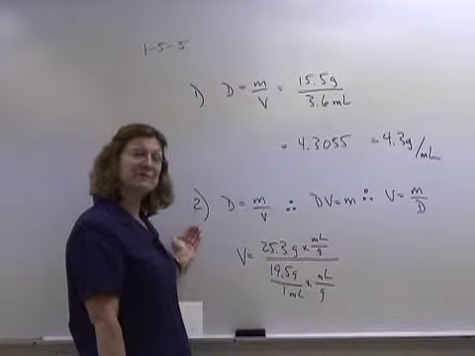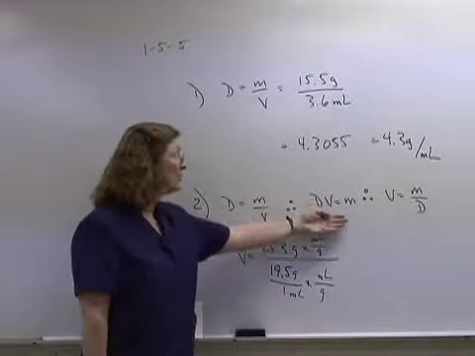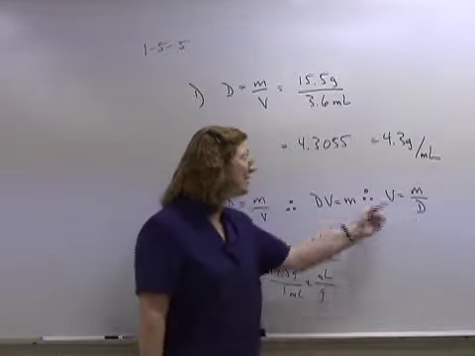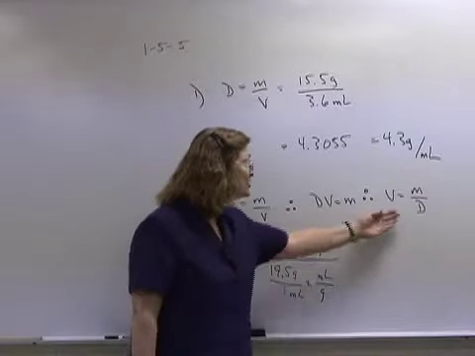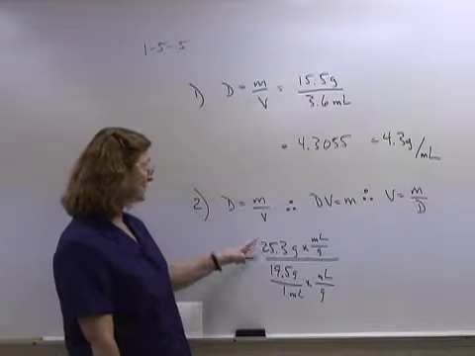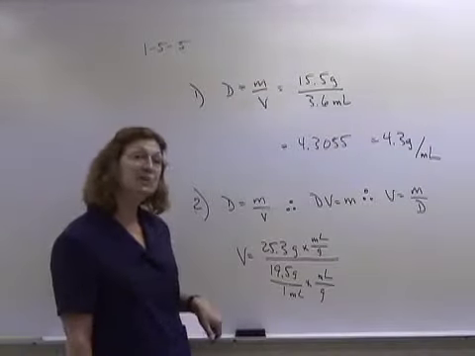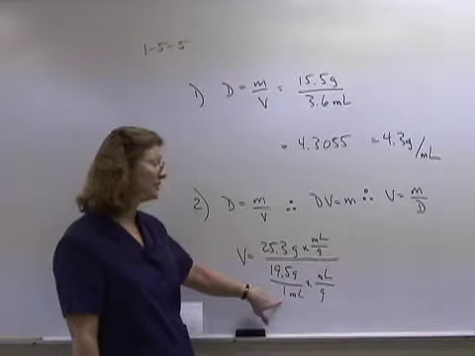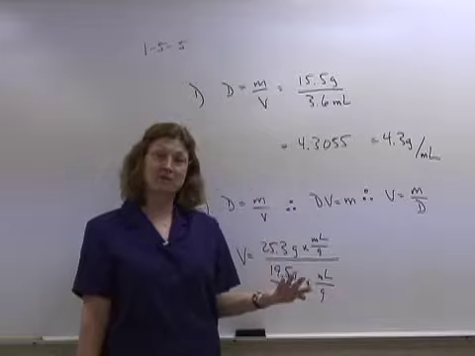Now, number 2 is a volume problem. So I take my original equation, I rearrange it and rearrange it again, and these 3 dots mean therefore. So we rearrange it to get the equation for volume. So volume is the mass divided by the density. And the density has a unit that is grams per milliliter. Well, whenever I divide by a fraction, I have to multiply by the reciprocal.